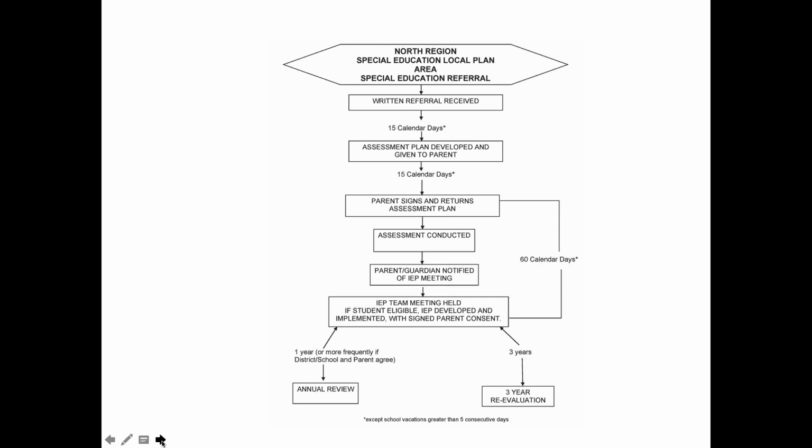They have a meeting. They determine whether a child is eligible. They develop an IEP, and if the parent agrees, they consent, right? And that's how the process works. The other important part to look at here is that most IEPs are reviewed in a year. So you can see that there's a 1 year or more frequently if district and parent agree, right? Review for an IEP process, and there's a 3-year reevaluation for a child. That's usually called the triennium.